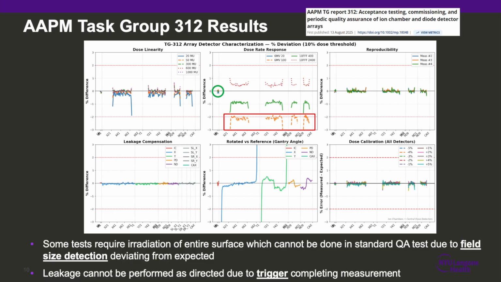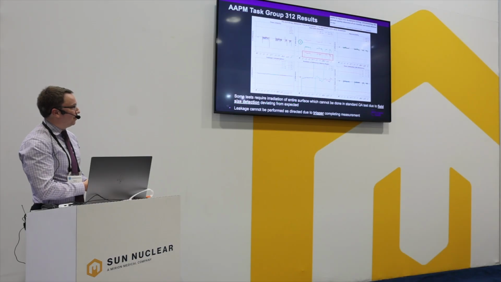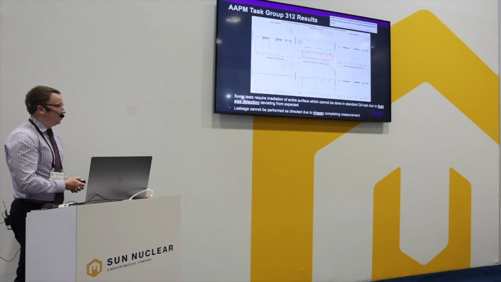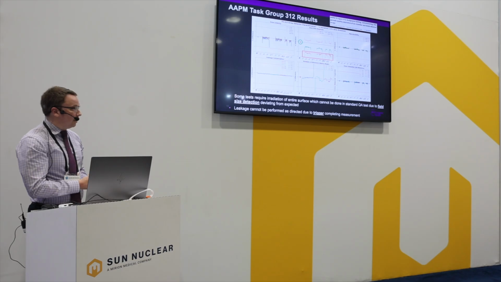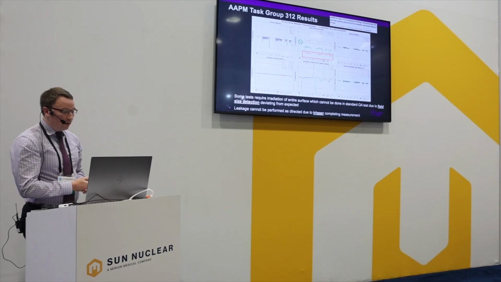But the diodes showed some dose rate response, where dropping the 6 MV down from 600 to 100 dropped the response by 2%, and dropping it down to 20 MU per minute fell off the chart here. But that's not really an issue, as I said, because we're really using the ion chambers for those types of tests.